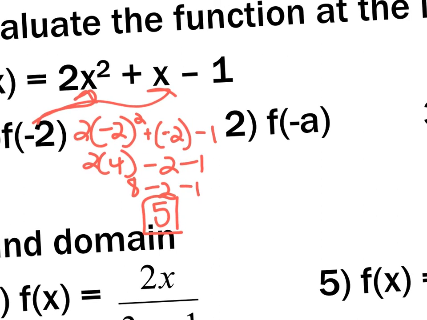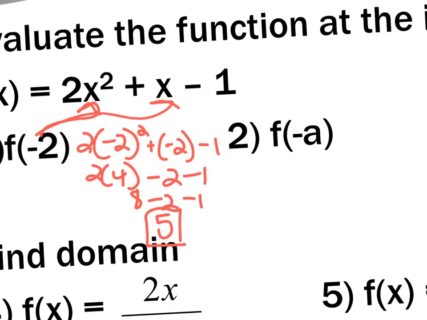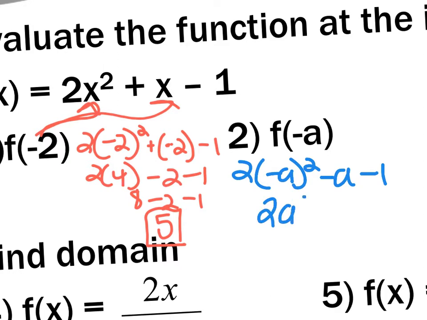So it's not going to go completely down to a number, but I can at least simplify it. So I'd get 2 times -a squared minus a minus 1. And I want to simplify that. So 2a squared minus a minus 1.